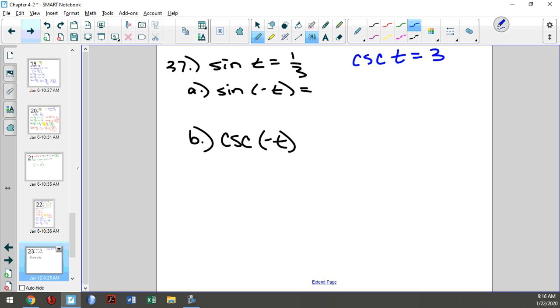Now, on page 263, what is the sine of negative t equal to? It is going to equal negative sine of t. Well, do I know what the sine of t is? It's 1/3. All you have to do is make a simple substitution. So that's negative 1/3. Do we understand that? Yes or no?